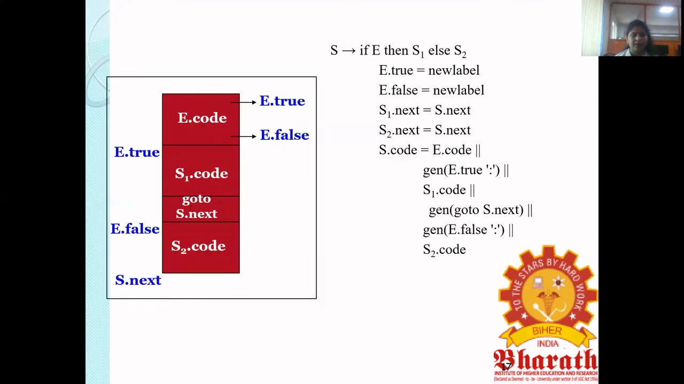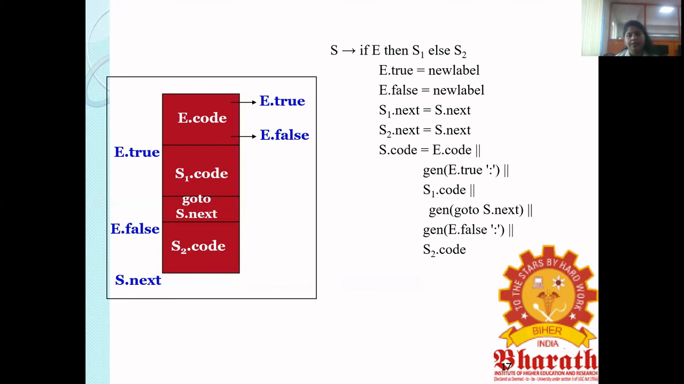Next, the same thing we're going to do for if E then S1 else S2. In the circuit, first we execute E dot code. E dot code leads to E dot true or E dot false. With E dot true, it will execute S1 dot code and go to S dot next. With E dot false, it will execute S2 dot code and then come to S dot next. So this is what the circuit is explaining.